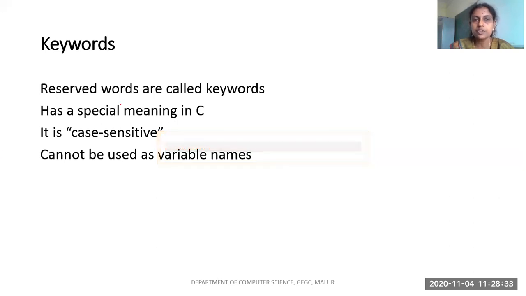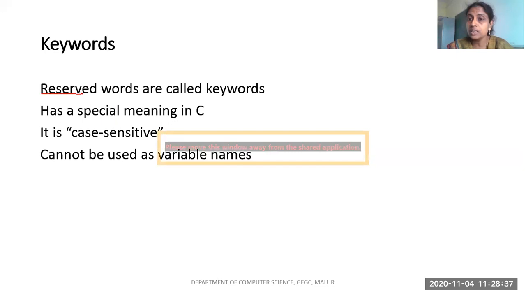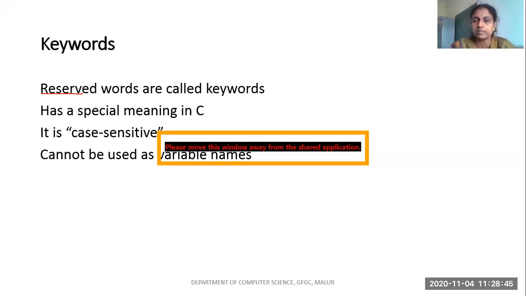So that's the definition of a keyword. Reserved words doesn't mean we don't use the word, but only for that required purpose. We can't use it wherever we want. Certain words, not all the words, are called keywords. Reserved words are called keywords, and they have a special meaning in C. Since it has a special meaning, we should use it only for that particular purpose. And it is case sensitive.